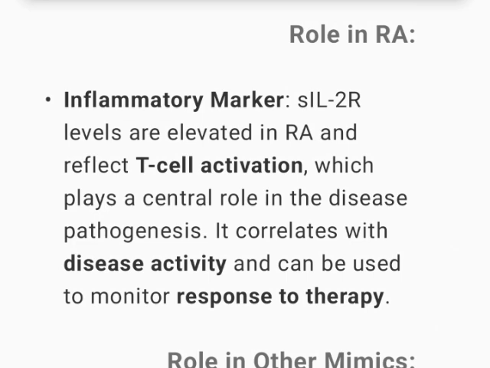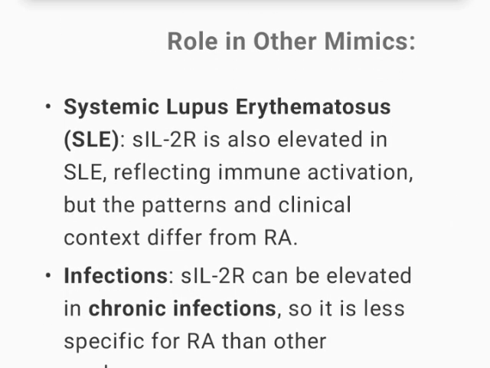Role in other mimics. Systemic lupus erythematosus, SLE. sIL2R is also elevated in SLE, reflecting immune activation, but the patterns and clinical context differ from RA. Infections: sIL2R can be elevated in chronic infections, so it is less specific for RA than other markers.